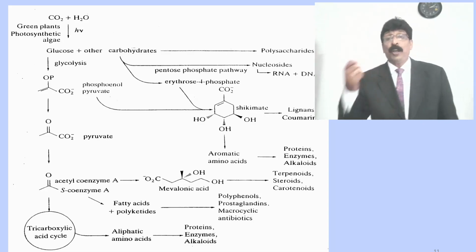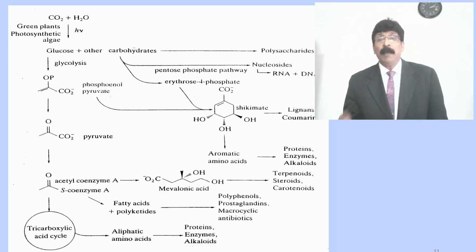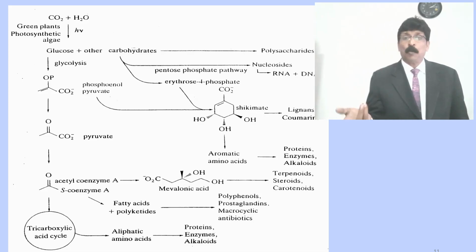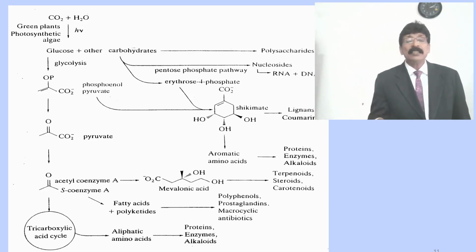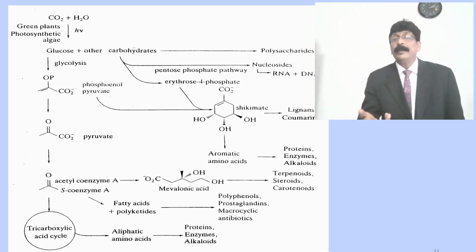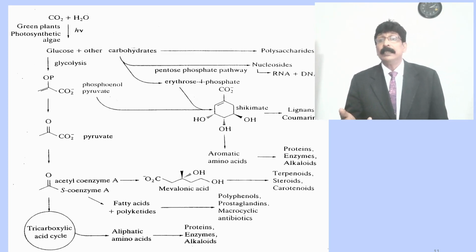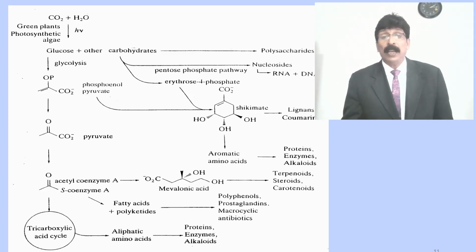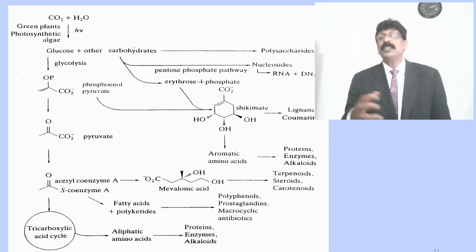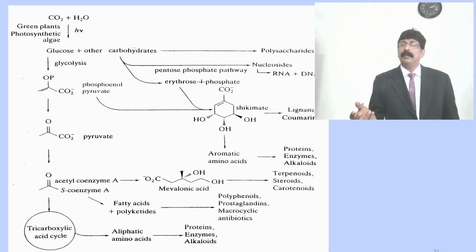and give rise to polyphenols, prostaglandins; macrolide antibiotics can also be produced, like streptomycin. And you can see acetyl CoA or acetoacetyl CoA can also enter the TCA cycle, as we have done in the citric acid cycle, which can give rise to various acids like aconitate, fumarate, citrate. These all can be converted into aliphatic amino acids by means of biosynthetic enzymes, which can give rise to proteins, enzymes, and alkaloids can also be produced, aliphatic amino acids. So this is the main picture of the chapter.